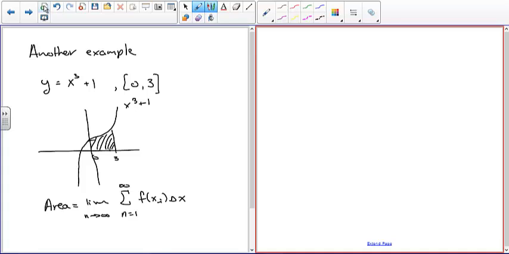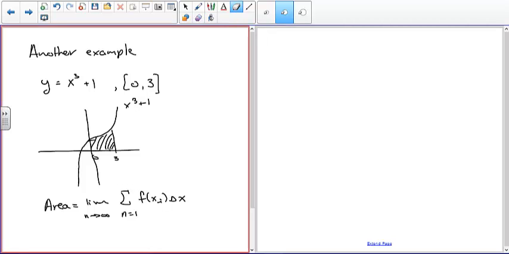So our limit definition for the area is the limit as n goes to infinity of the summation from i equals 1 to n of f of x sub i times delta x. I wrote that wrong at first. It's the summation from i equals 1 to n of f of x sub i.